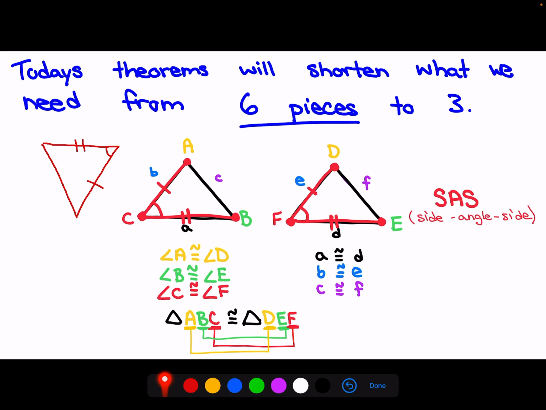So again, as long as you see a side, an angle, and a side, we can say that those two triangles are congruent. And again, they must be consecutive, meaning one after the other, and they need to have the same order. So keep that in mind as well as you go through. I can't be saying side, side, angle, or anything like that.